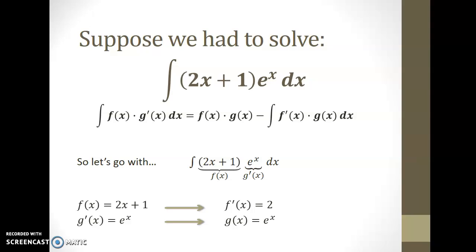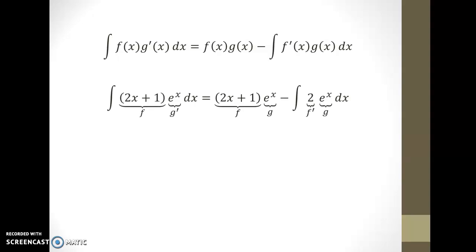So if f is 2x plus 1, f prime is 2, and if g prime is e to the x, then its antiderivative just remains e to the x. And now what you could do is just fill in the blanks. Go back to the integration by parts formula and just cut and paste the results, the f's and the g's that you've just found. So here we go.